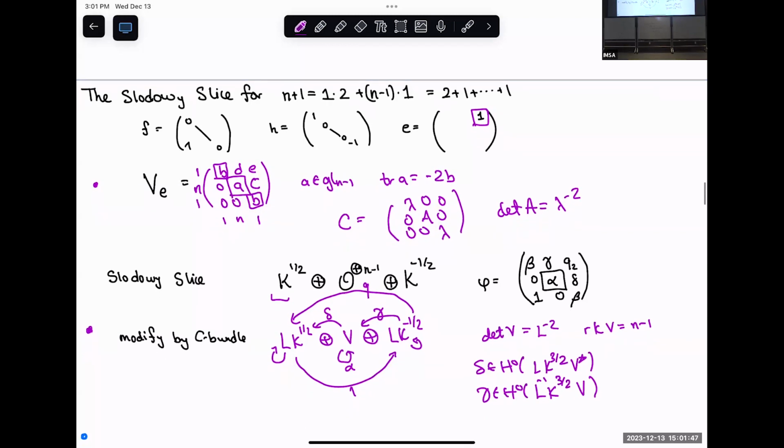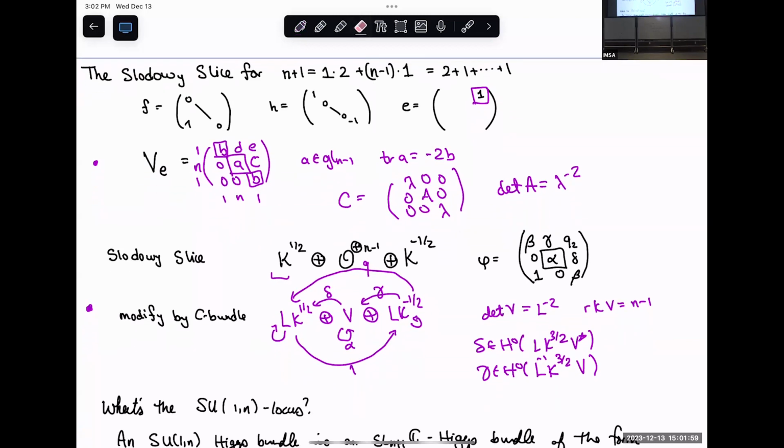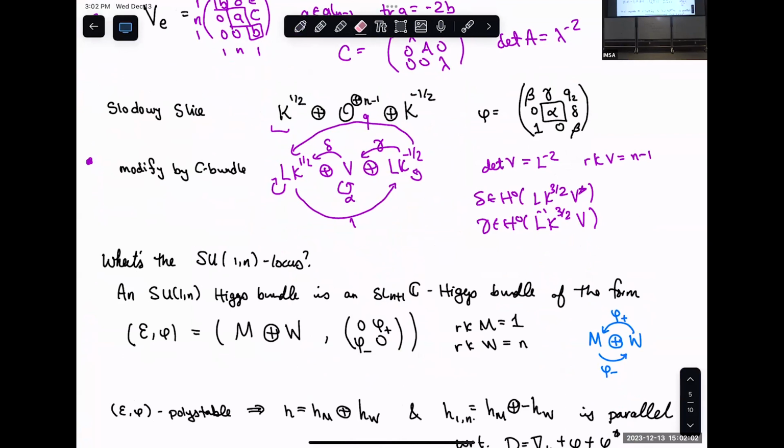So now the statement of the theorem was that the SU(1,n) locus of this Slodowy slice has these interesting representations, which I can say something about. So what's the SU(1,n) locus? An SU(1,n) Higgs bundle is an SL(n+1,C) Higgs bundle which has this extra symmetry, where the bundle decomposes as a line bundle plus a rank n bundle, and with respect to that splitting, the Higgs field is off diagonal. Okay, so I'd represent that schematically just like this.